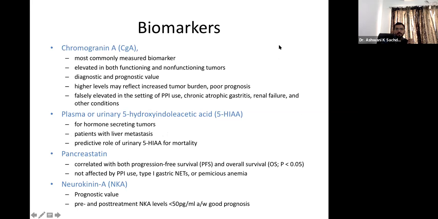And pancreastatin also correlates with progression-free survival and overall survival. Thus, it has prognostic significance, and it is not affected by use of PPI, pernicious anemia, atrophic gastritis, and type 1 gastric NET. Neurokinin A has a prognostic value, and its pre-treatment and post-treatment levels less than 50 are associated with good prognosis. So the majority have prognostic value.